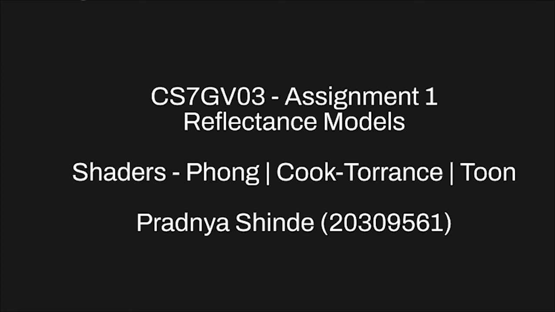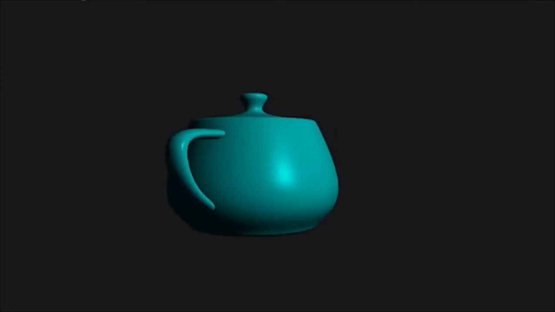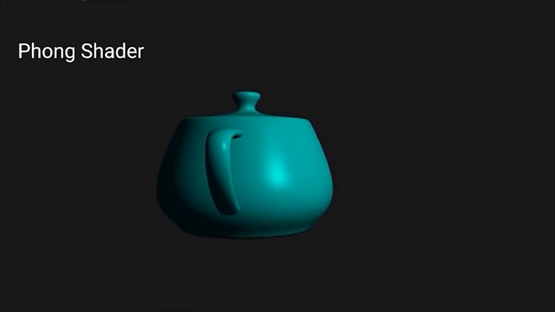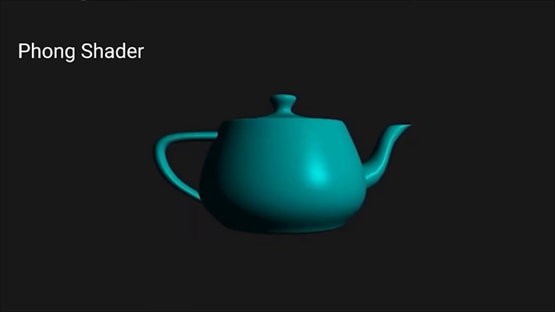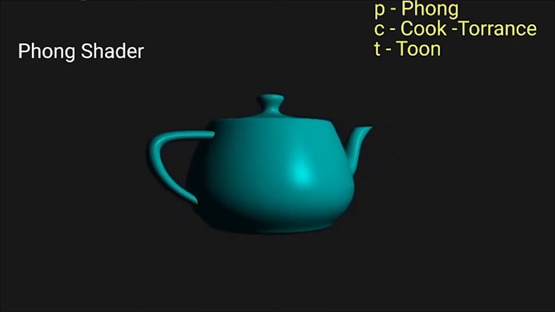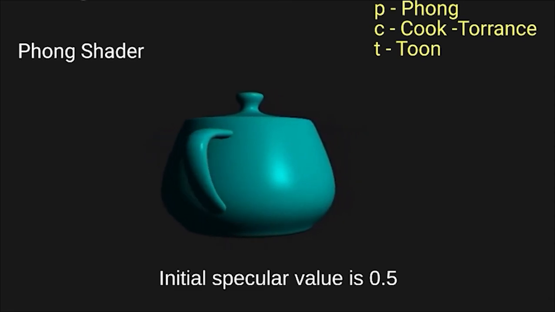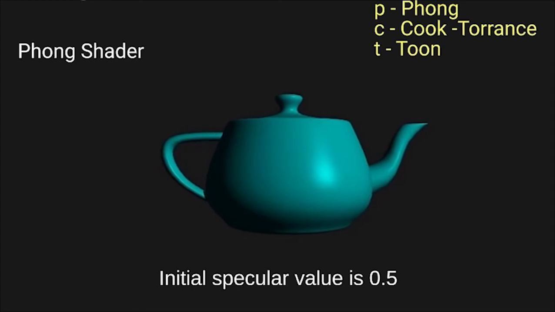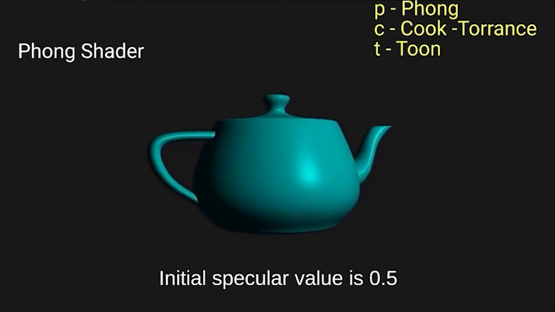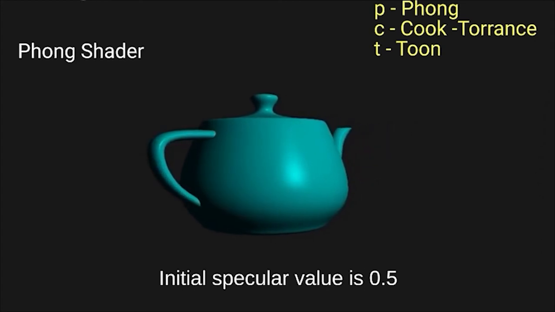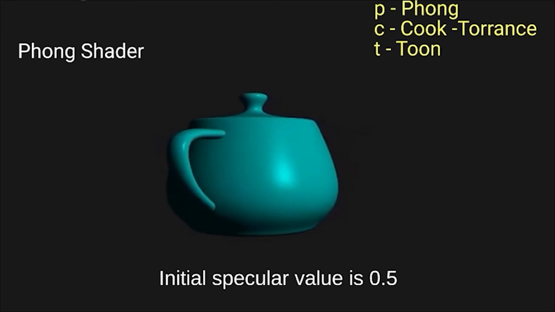So now I'm pressing P. Phong reflection is an empirical model of local illumination. It describes the way a surface reflects light as a combination of ambient, diffuse and specular light. It is based on the observation that shiny surfaces have small intense specular highlights while dull surfaces have large specular highlights.